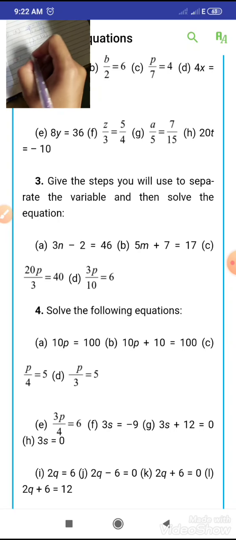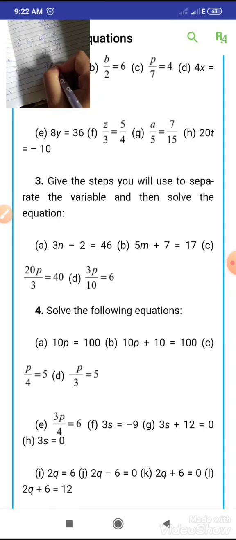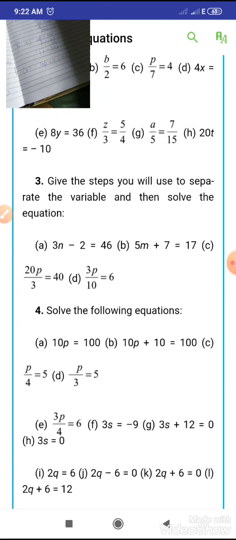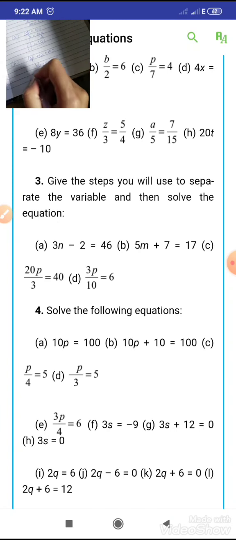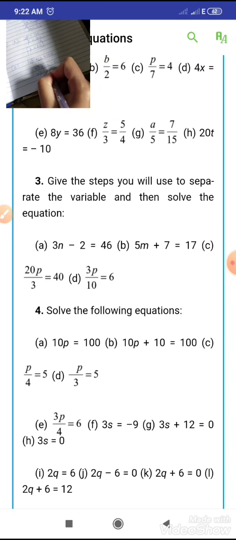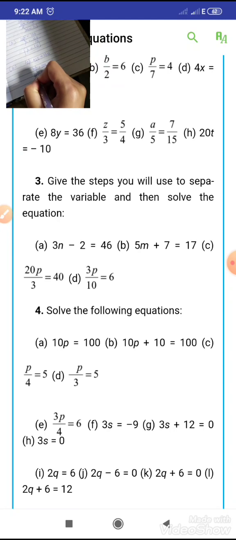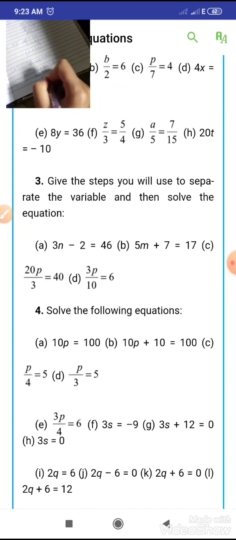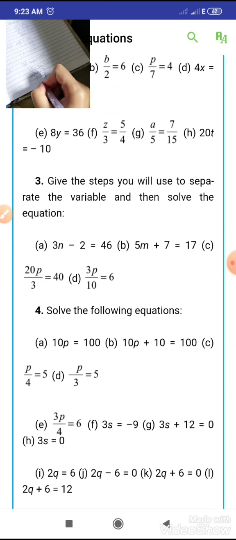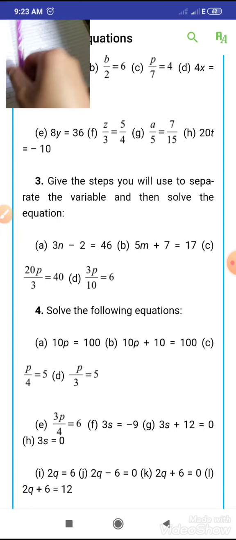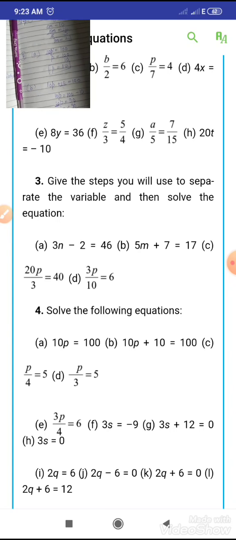Move to our second part. The second part is 10p plus 10 is equal to 100. So first we move plus 10 from the left hand side to the right hand side, and we get 10p is equal to 100 minus 10. In the next step, we have 10p is equal to 90. Now we have to move 10 from the left hand side to the right hand side, and we have 90 divided by 10. And the solution of this equation is p is equal to 9. In this way, you can solve the remaining part of question number 4 by yourself.